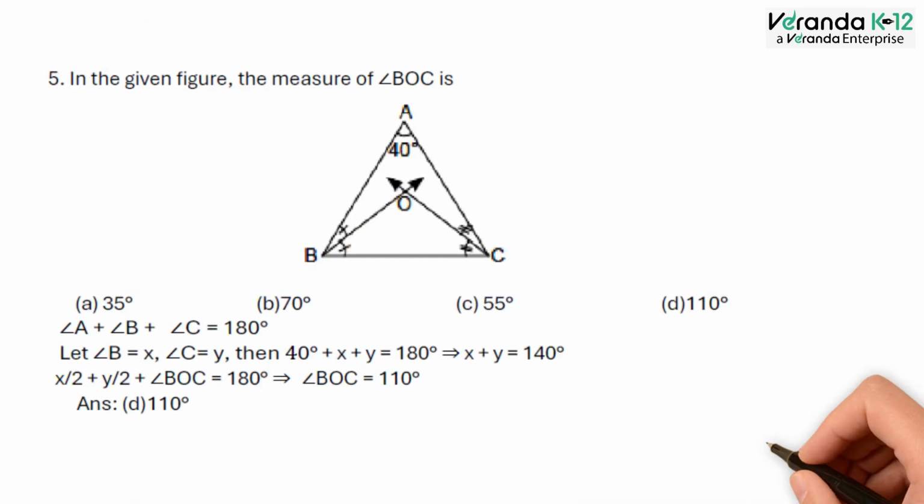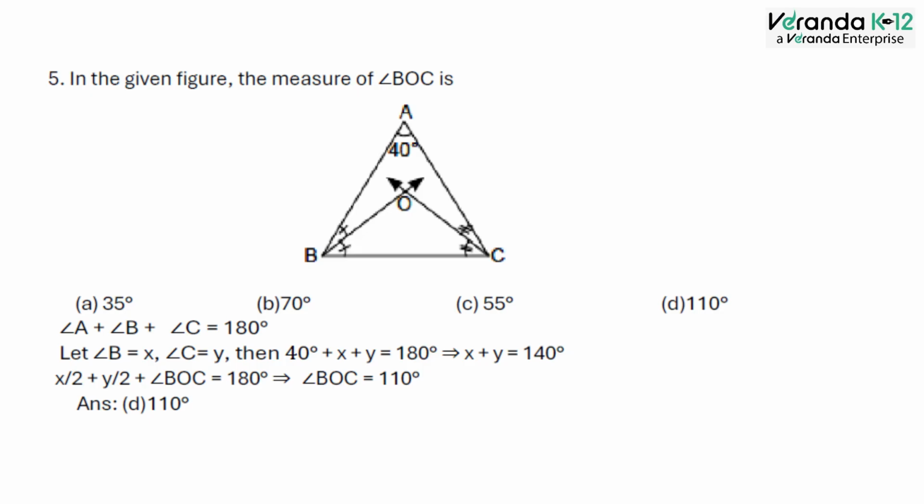Then fifth question, in the given figure find the measure of angle BOC, so this angle. The bisectors of the base angles meet at O, and we have to find that angle only. In the outer bigger triangle, A plus B plus C is 180 degrees. So let us consider angle B as X and angle C as Y.